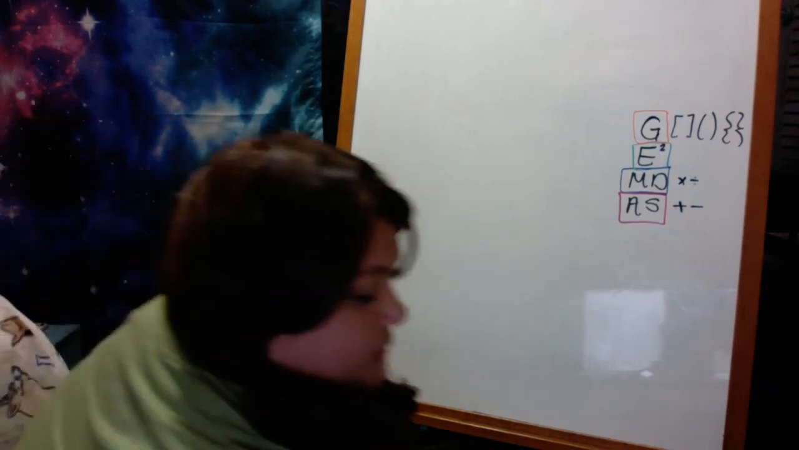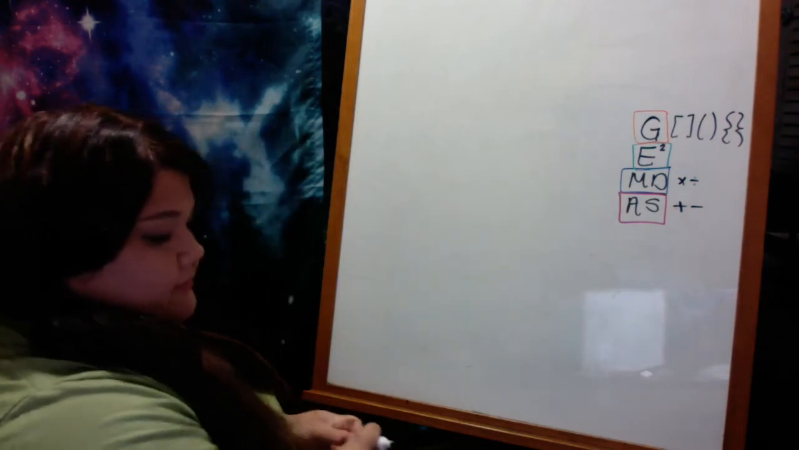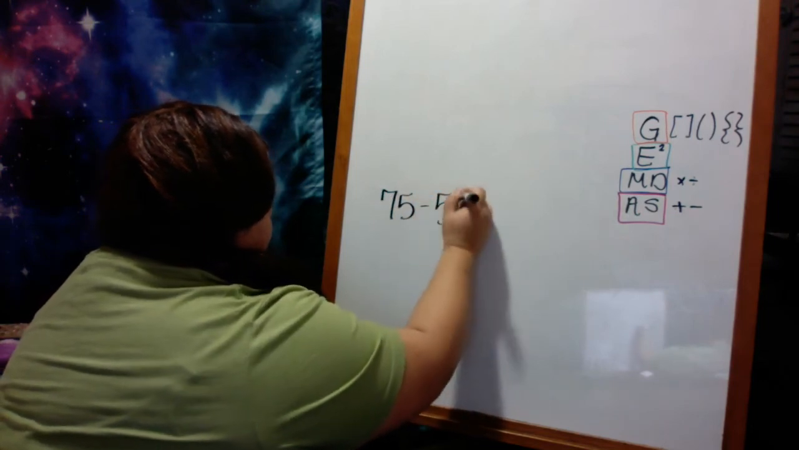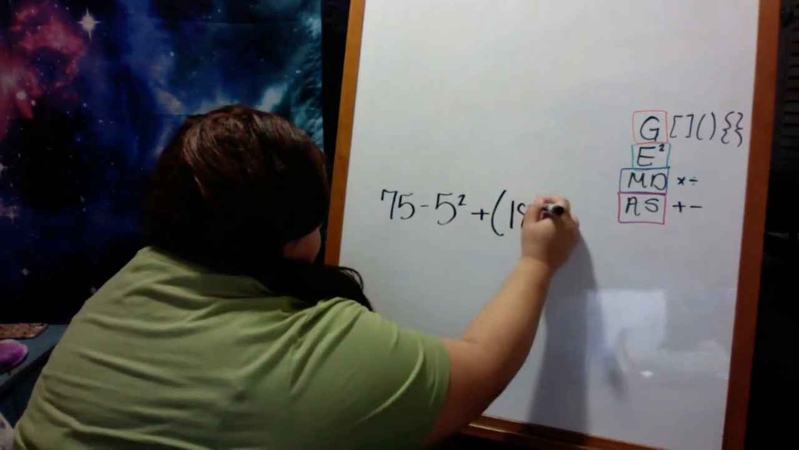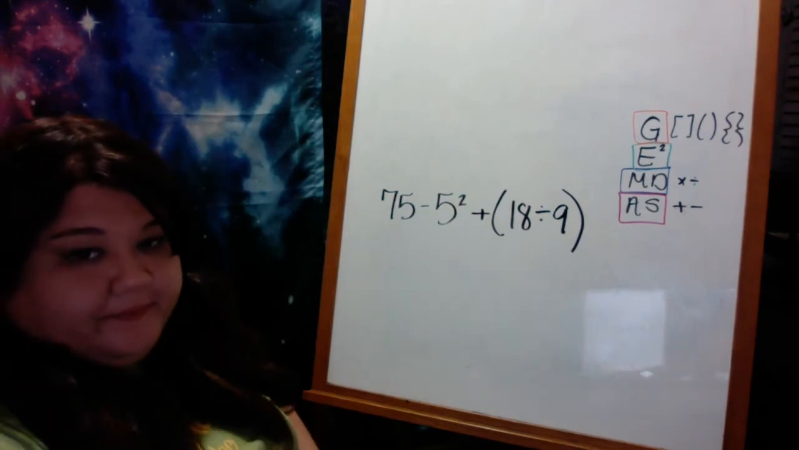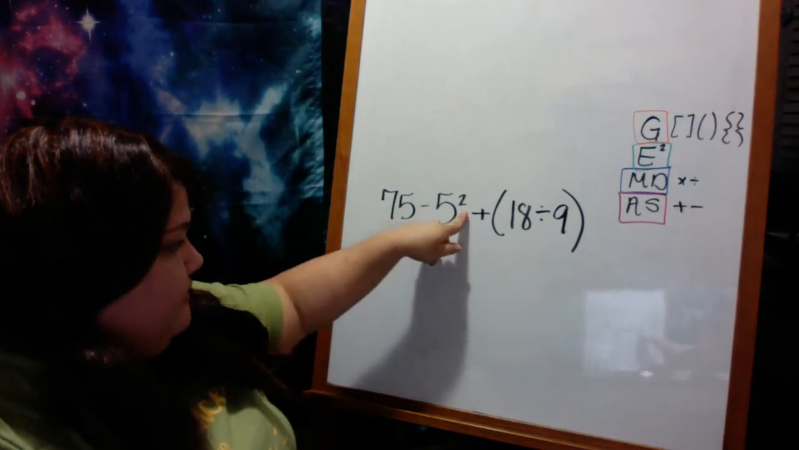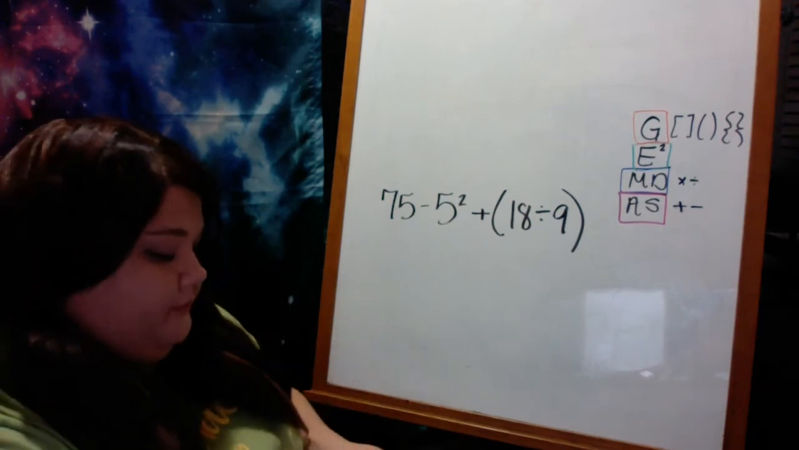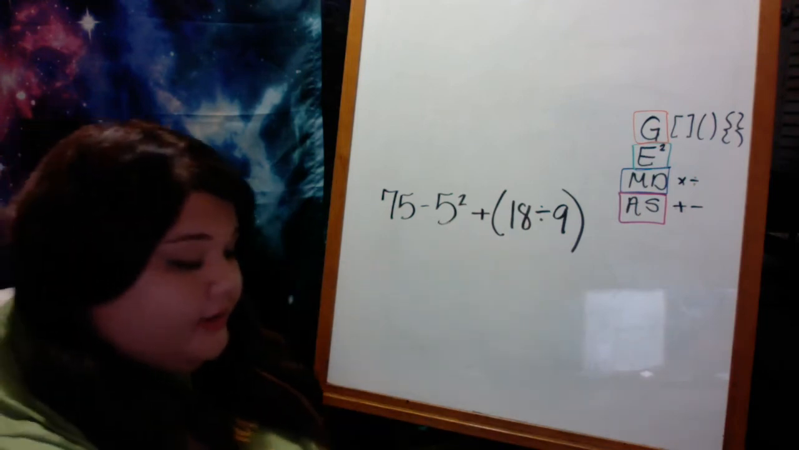Okay, let's do another one. This time, let's do 75 minus 5 squared plus 18 divided by 9. Go ahead and take a second to write that down. 75 minus 5 squared plus the group 18 divided by 9. Make sure parentheses are where my parentheses are, because if they're off, then your answer could be different from mine.